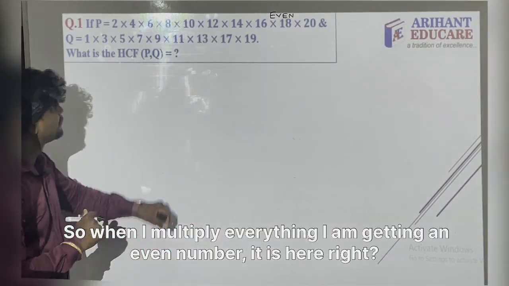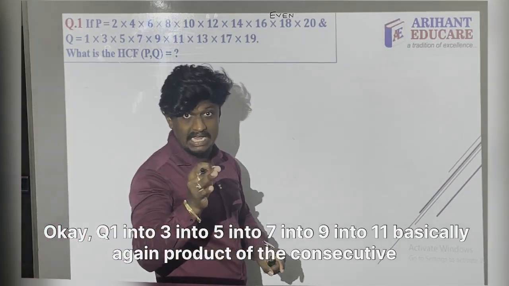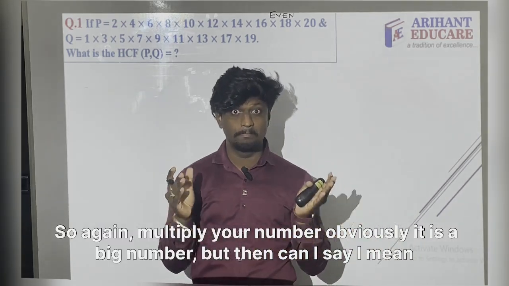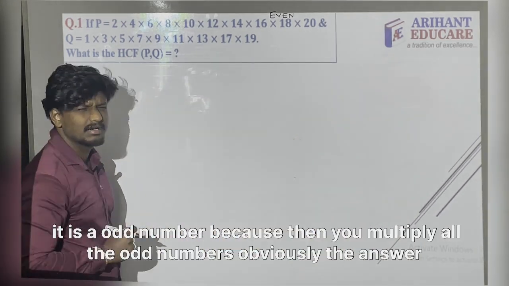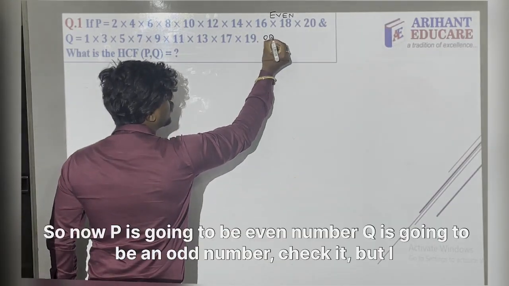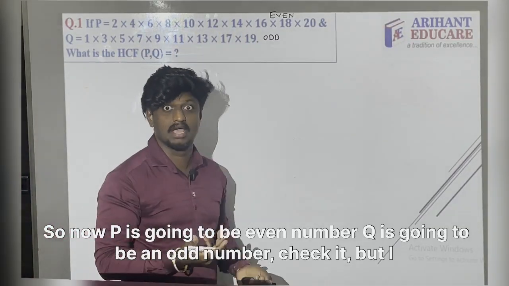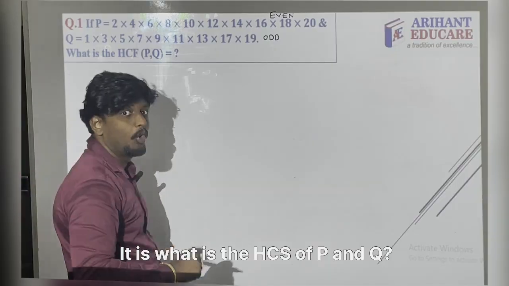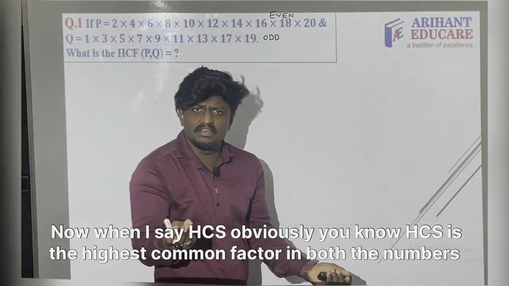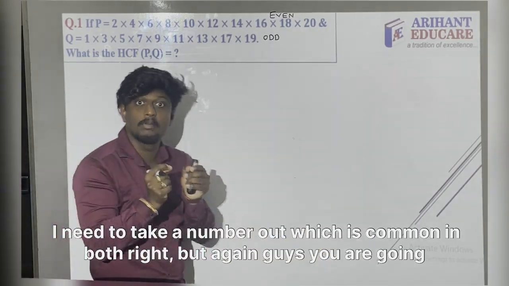It's clear, right? Okay. Q, 1 into 3 into 5 into 7 into 9 into 11, basically again, product of the consecutive odd numbers. So again, multiply over obviously it will be a big number, but then, can I say again it's an odd number because when you multiply all the odd numbers, obviously the answer is going to be odd. So now, P is going to be an even number, Q is going to be an odd number. Okay? But guys, what do we have to do? Let's understand. It says, what is the HCF of P and Q? Now, when I say HCF, obviously you know HCF is the highest common factor. In both the numbers, I need to take a number out which is common in both, right?